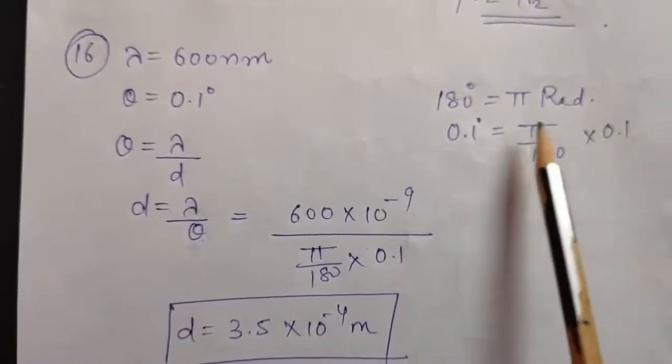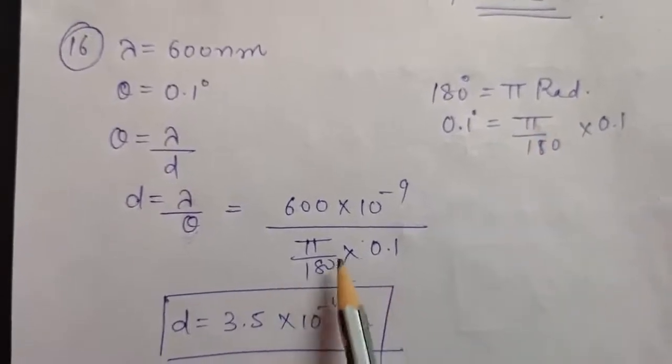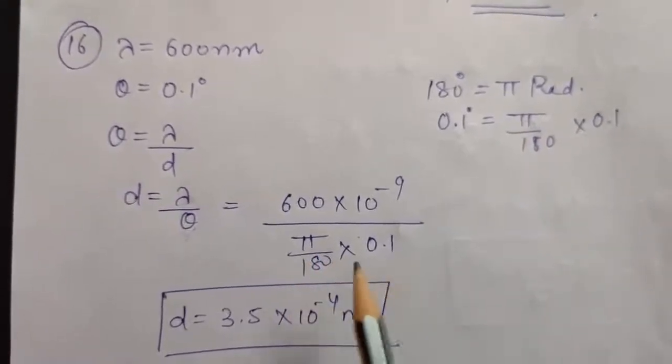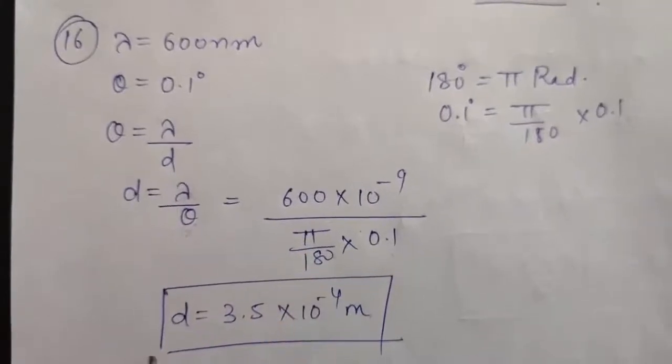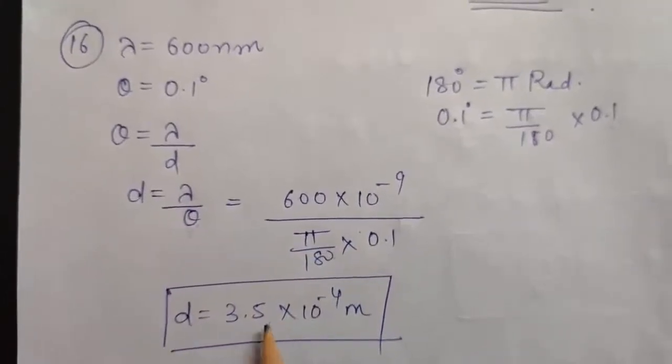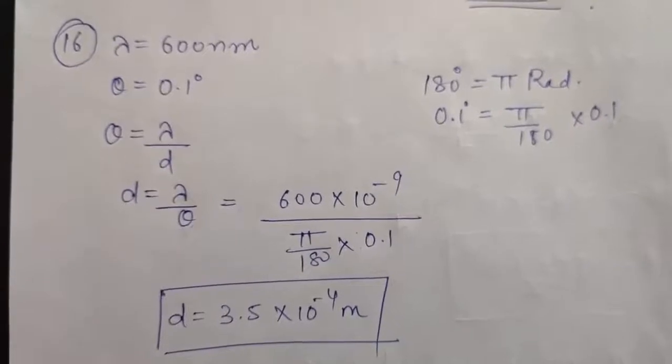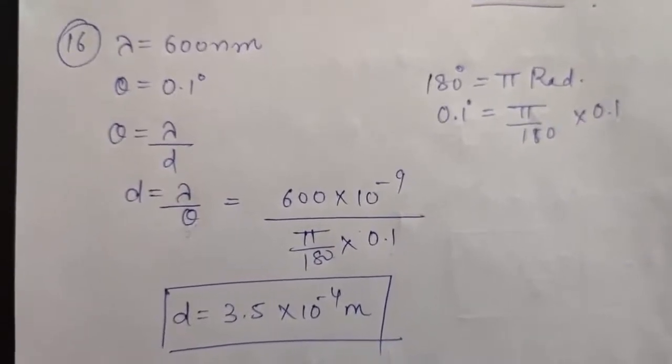So we will be putting this value of theta here. So we have just put that value. Solve it by putting the value of pi. You will get the spacing between two slits to be 3.5 into 10 to the power minus 4 meters.